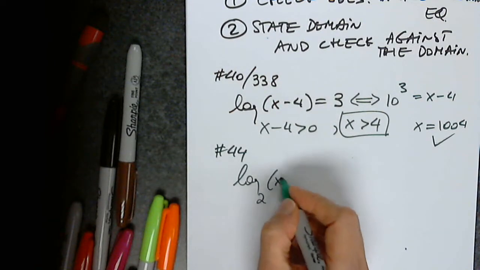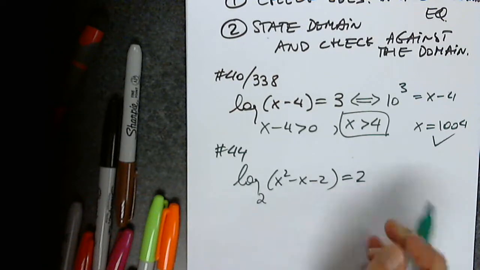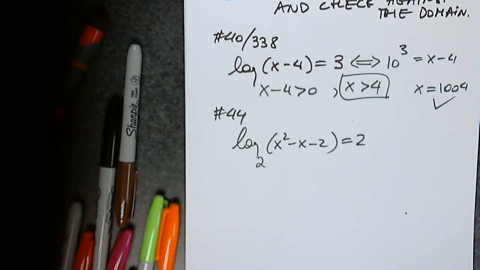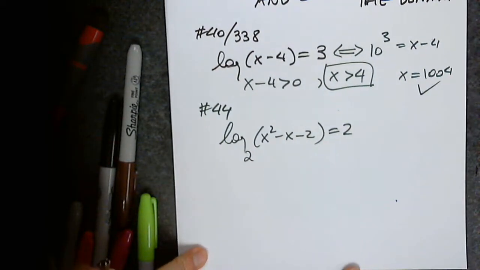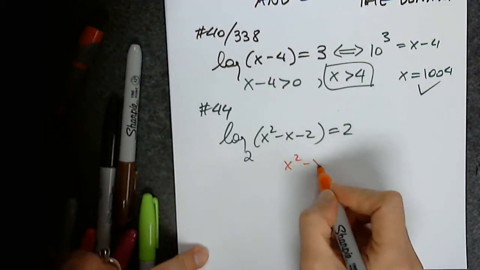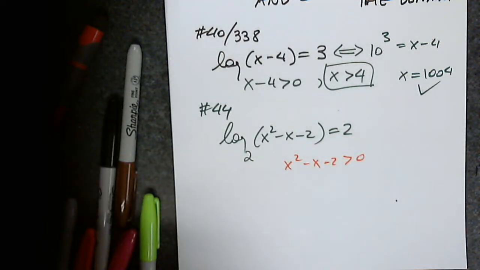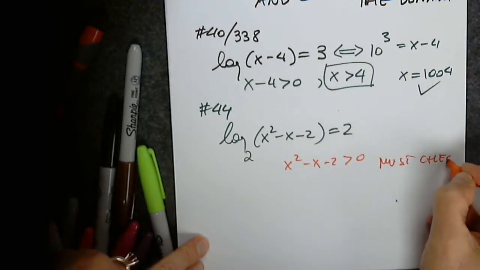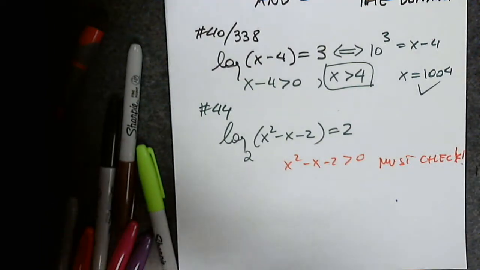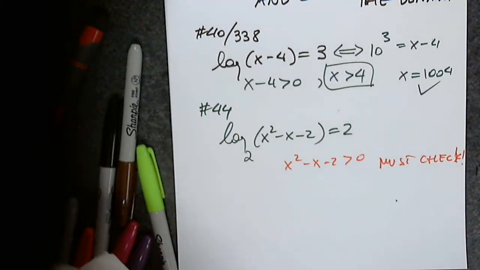Log base 2 of x squared minus x minus 2 equals 2. You can say, I don't feel like finding the domain of this function. What will I have to write to find the domain? X squared minus x minus 2. Right. Because this is quadratic and you taught me to use that chart and I have to factor. And so for this one, I want to check. So I'll make myself a note, must check. Because it takes longer to find the domain of this function, correct?